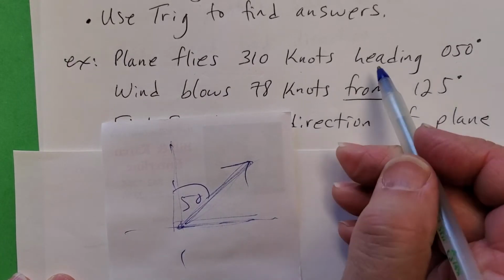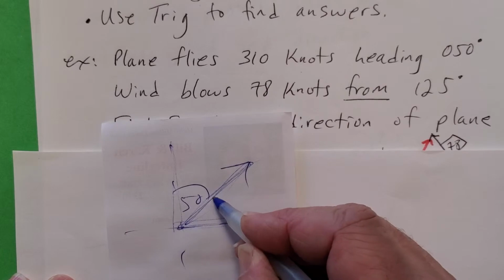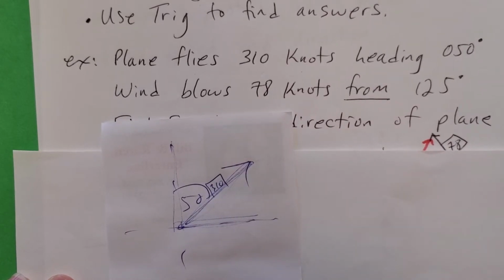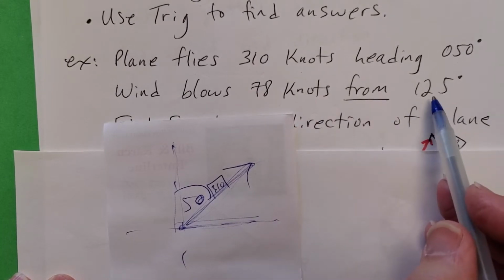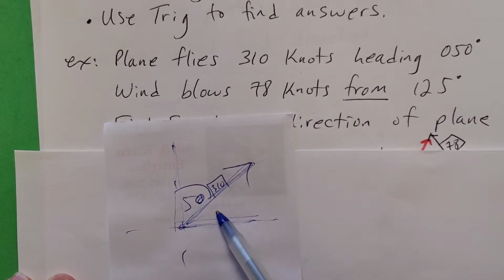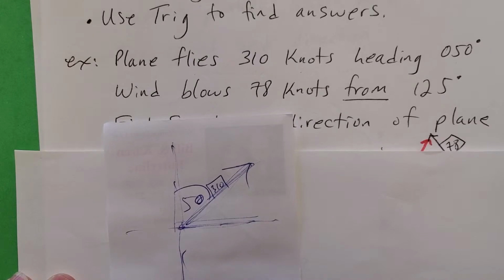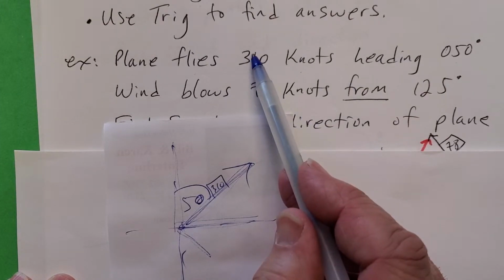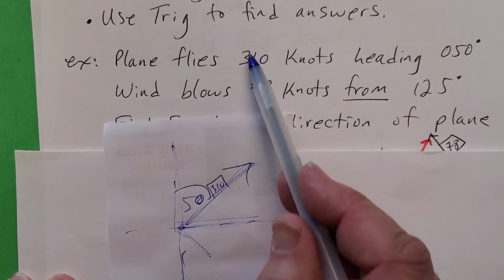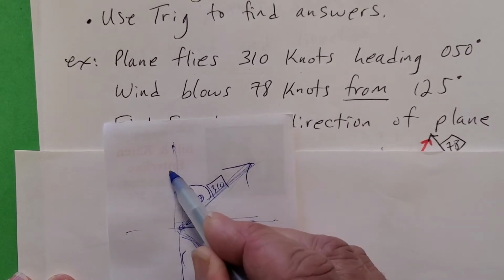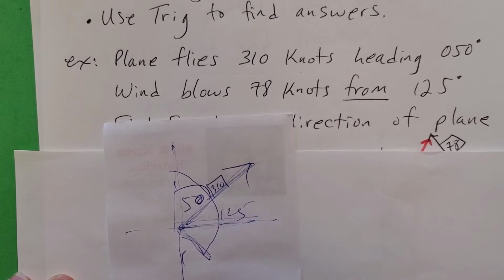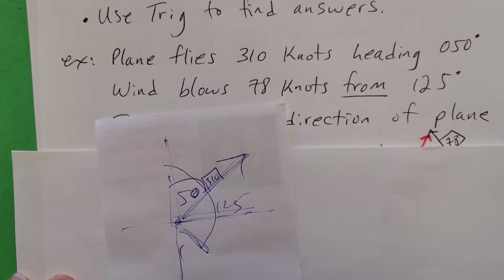So I got that one, right? And it's 310. So I'm going to put 310 there. And that's 50. Now the other one is 78, 125. Where's 125? Well, that's 90. That's 180. That's 90. So it's got to be here. Now notice that it's shorter than this, right? It has to be shorter because the number is smaller, 78. So right there, that's 125. This angle is 125, right?